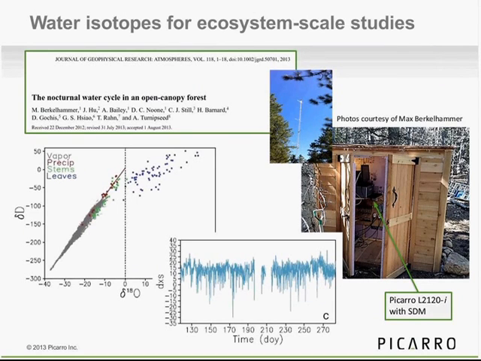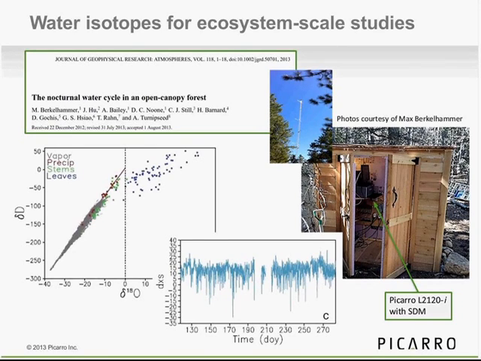Also, many other examples might deal with not only precipitation, but also vapor. So this is a study by Max Berkelhammer, who used to be in David Nune's group at Colorado. I believe he's now moved to Illinois. But the idea is that you can combine atmospheric ambient water vapor measurements and liquid water measurements from precipitation or from leaf water or stem water to understand the balance of water in an ecosystem.